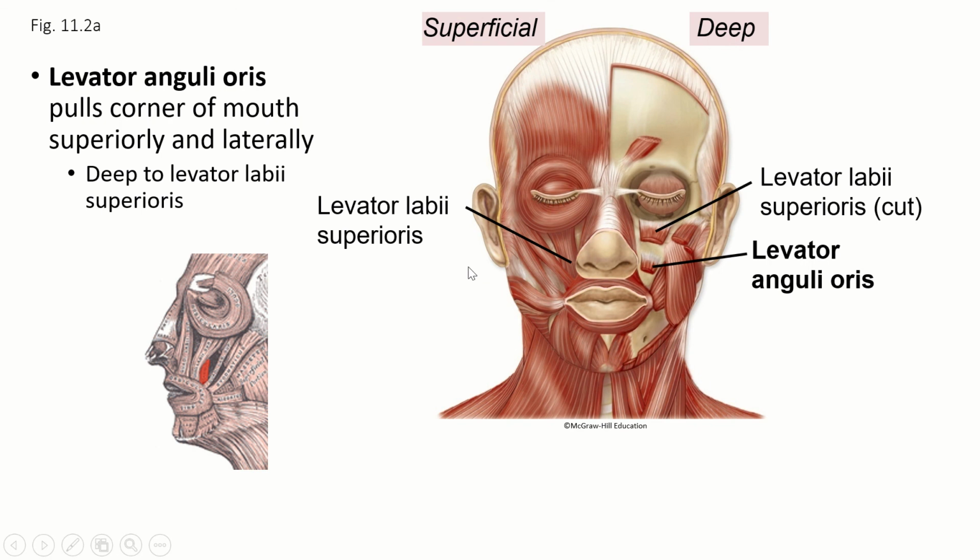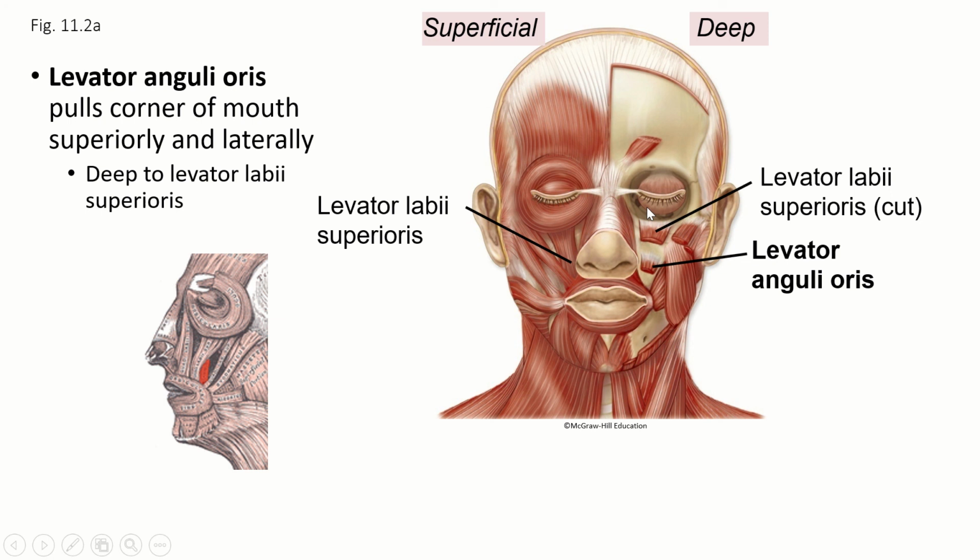Deep to that one is the levator anguli oris. Okay, so a little part of it is shown here. So here's the levator labii superioris. This is the levator anguli oris. This is one that's going to pull the corners of the mouth up toward the orbit.